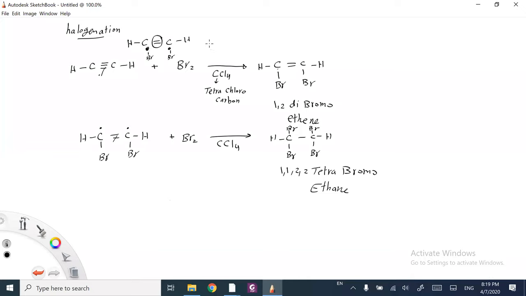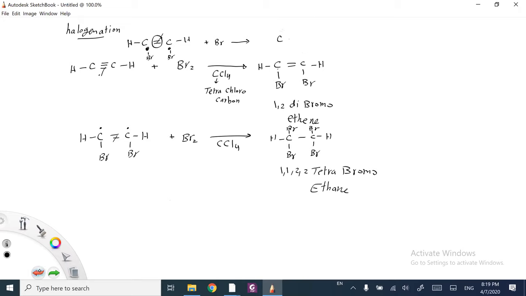Then, when we add excess bromine, we break this bond, giving the compound in this shape: C single bond C, with single electrons, bromine, H, and H, attaching with the new bromine, giving us 1,1,2,2-tetrabromoethane. Now we are going to talk about the addition of halogen acids.